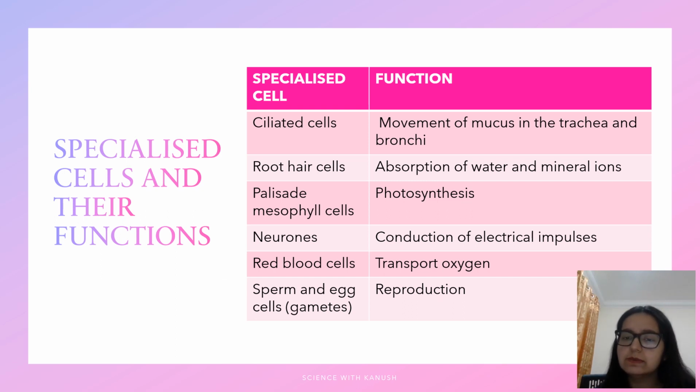Palisade mesophyll cells, which are used for photosynthesis in plants. Neurons, which help for the conduction of electrical impulses. Red blood cells for the transport of oxygen. Sperm and egg cells for reproduction.